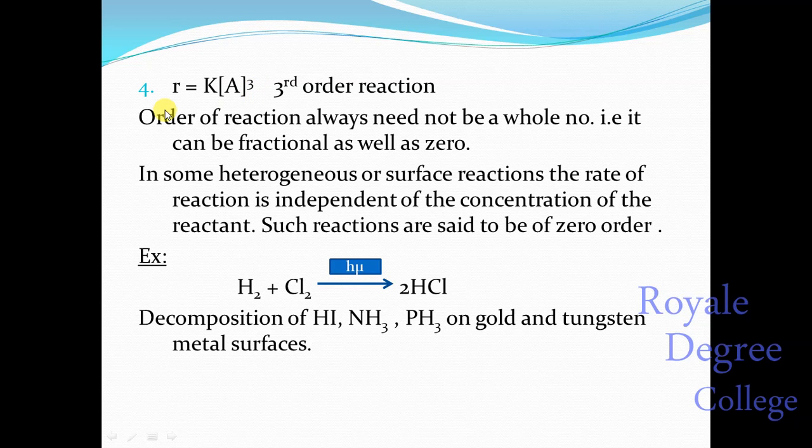Example: here you can see, we are taking hydrogen H2, reacting with chlorine Cl2. The reaction will take place in the presence of light, hν, and we are getting the product 2HCl. This reaction is of zero order. Other examples are the decomposition of hydrogen iodide, and the decomposition of ammonia and phosphine on gold and tungsten metal surfaces. As a result, here we will get zero order reactions.